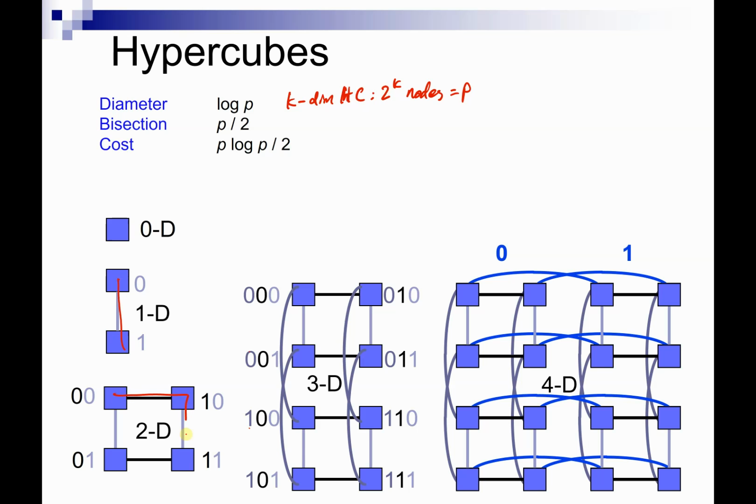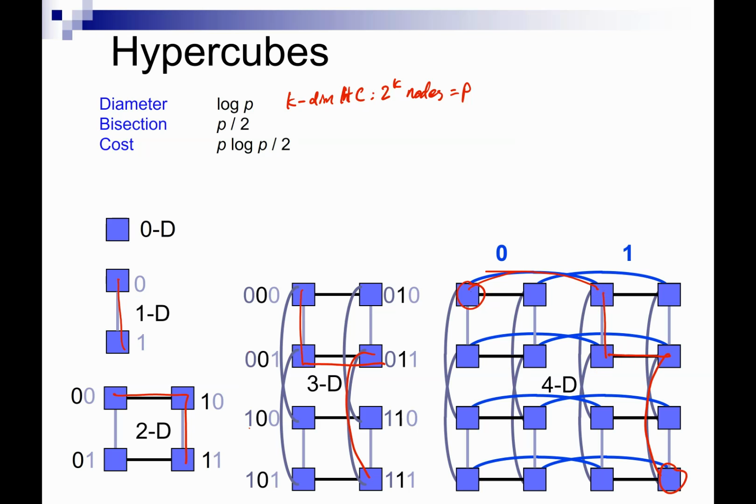So for example, in the 1D hypercube, the dimension is 1 and the diameter is 1. In the 2D hypercube, the diameter is 2. In the 3D hypercube, the diameter is going from 0, 0, 0 to 1, 1, 1, and that's going to take you 1, 2, 3 steps like that. And in the 4-dimensional hypercube, you need to go 1, 2, 3, 4 to get between the most extreme points. So the diameter is actually very low. Even if you have 1,000,000 processors, the diameter is only log of 1,000,000, which is 20.